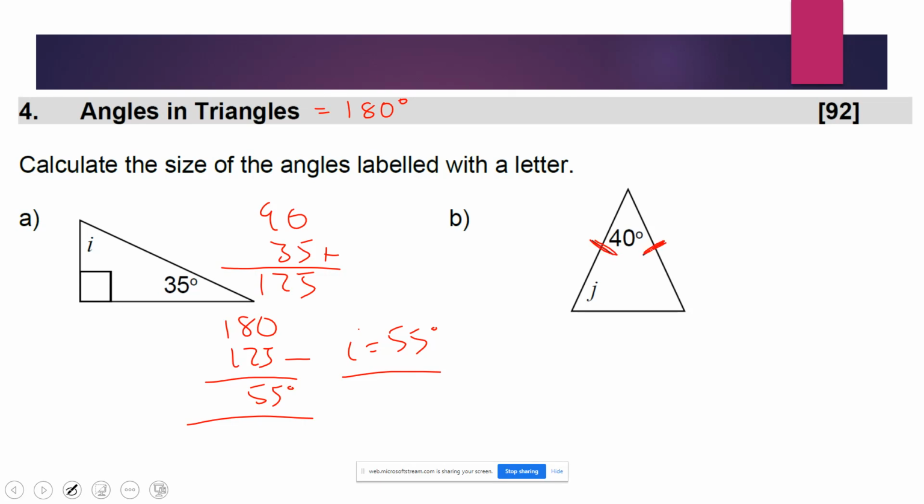Now with this one, because we've got these 2 lines on our triangle, it means that it's an isosceles triangle. So that means these 2 lengths are the same, this one here and this one here. It also means that the base angles are the same. So those 2 angles there are going to be the same size as each other.